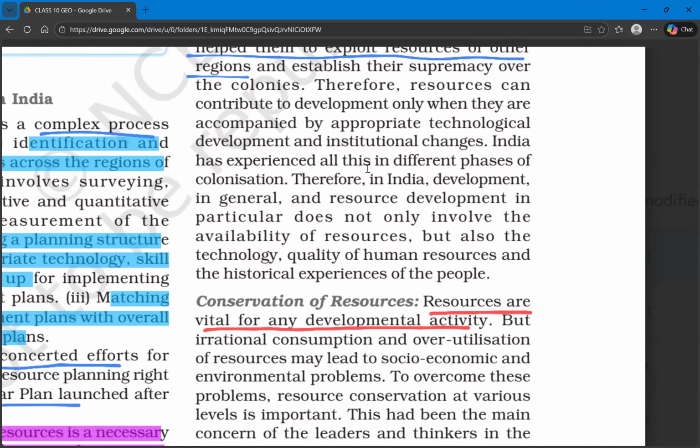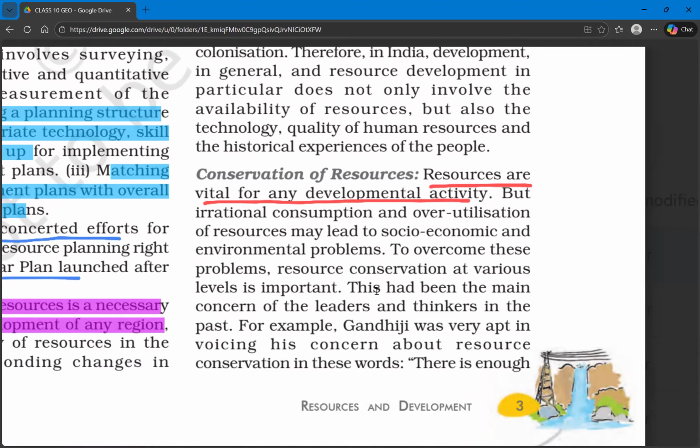India has experienced all this in different phases of colonization, and therefore, in India, development in general and resource development in particular doesn't only involve the availability of resources, but also the technology, quality of human resources, and the historical experiences of the people.